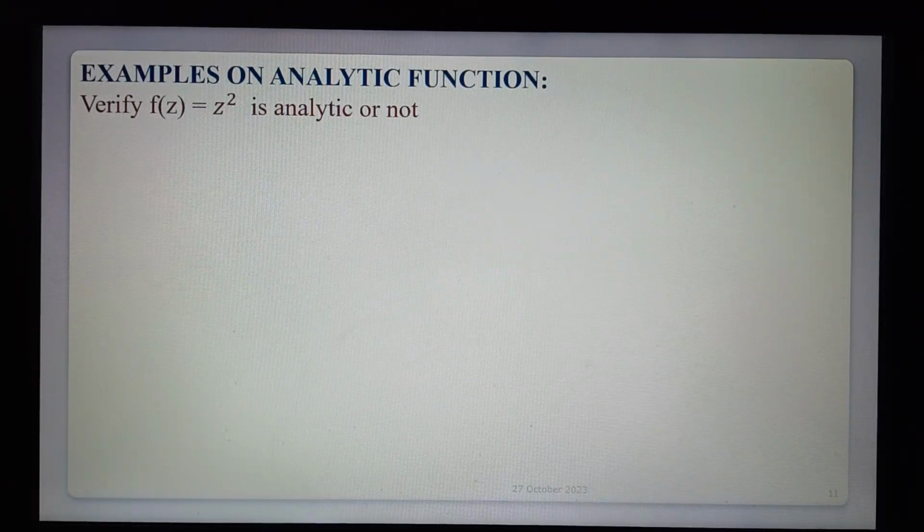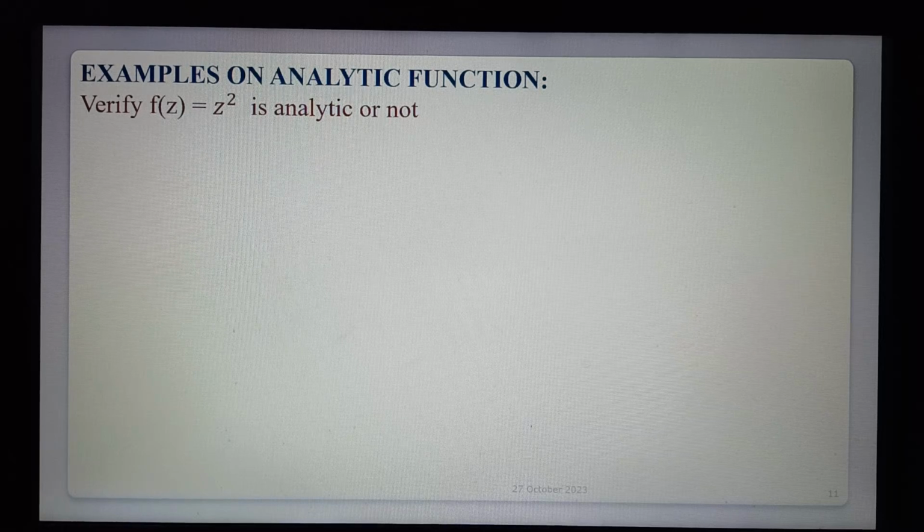Hi students, today in this lecture we are discussing examples on analytic functions. In the previous lecture we completed the definitions of complex variable function and analytic function, Cauchy-Riemann equations, and continuity and differentiability. So now some problems on analytic functions.